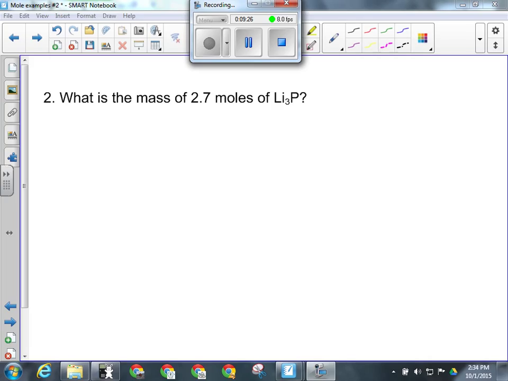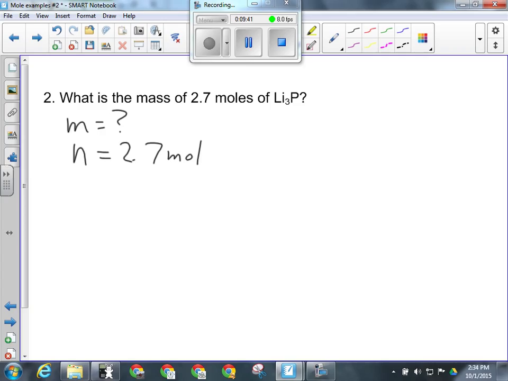So on number 2, they're asking, what is the mass? So what of the 3 things are we looking for? Mass is which one? Little m, right? Okay, so little m, they tell us the number of moles, which is N, 2.7 moles. And they tell me the material, lithium phosphide.